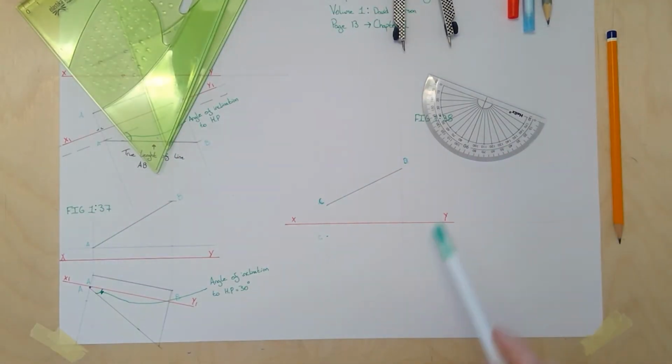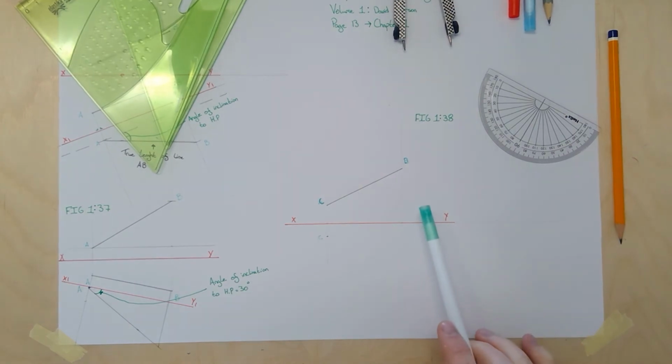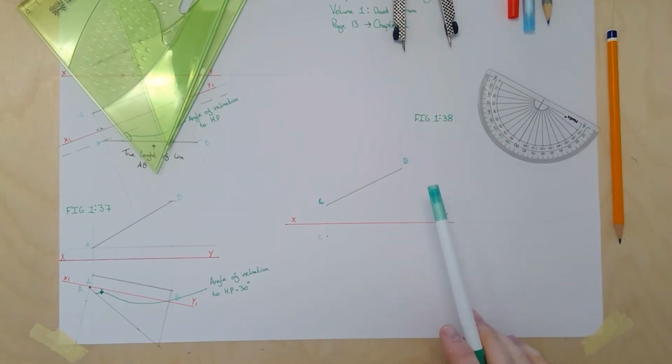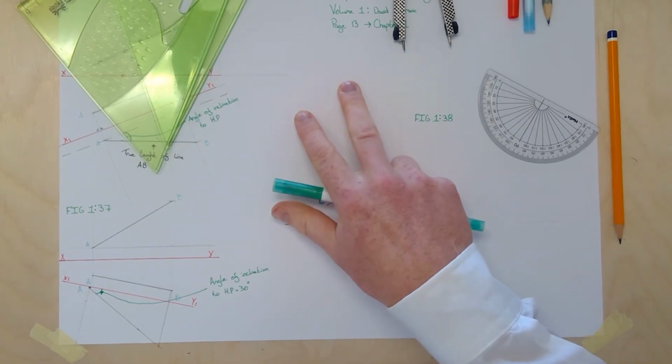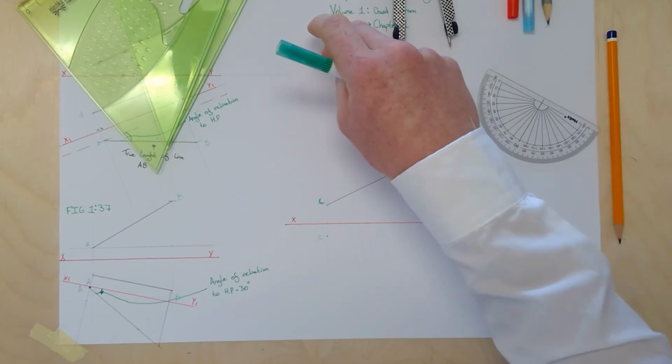So the last one here now is figure 1.38. So given the elevation of a line CD and the plan one end of the line C, if the true length of the line is to be 80 millimeters, complete the plan. Okay, so we're going to do something very similar here again this time. This time we're going to set it up off the auxiliary, so we're going to get an auxiliary plan.